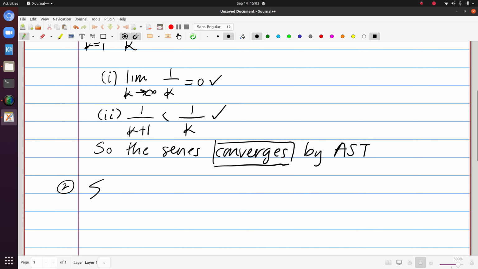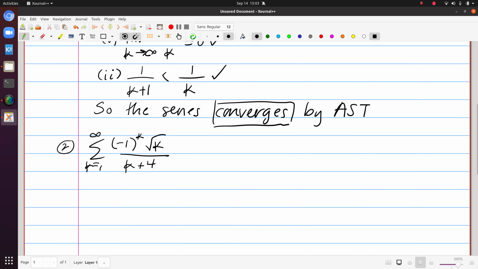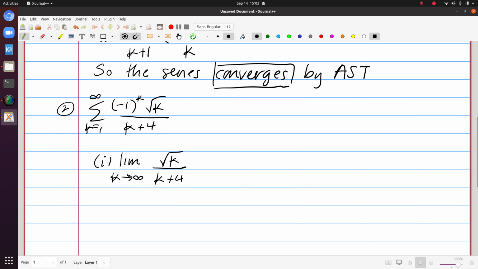A slightly more complicated example, again, an alternating series, negative 1 to the k square root of k divided by k plus 4. This is alternating, and again, in terms of disregarding the sign of the terms, I would look at root k over k plus 4. So checking my two conditions, first of all, we want to find the limit as k approaches infinity of square root of k divided by k plus 4. Notice that I have k to the 1/2 on top and k to the first power on bottom. This limit is going to be 0.